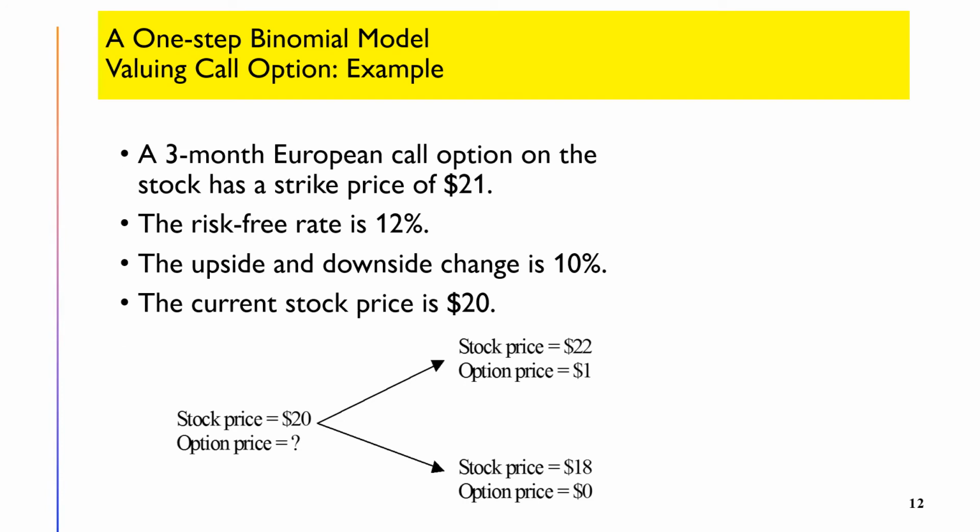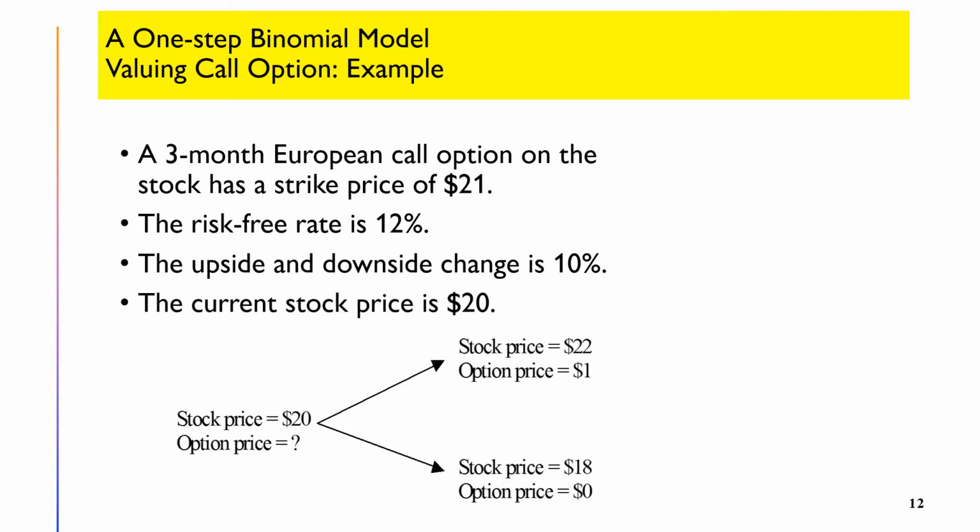Let's look into an example. We shall value a call option. A 3-month European call option on the stock has a strike price of $21. The risk-free rate is 12%. The upside and downside change is 10%. The current stock price is $20.